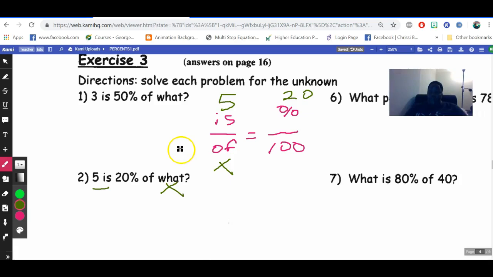So again, you just cross multiply and divide. I'll rewrite it down here. So you have 5 over x equals 20 over 100. I can't cross multiply with a number and a letter, so I'll go the other way. 5 times 100, which you know is 500. Divide by the only number that you have left, which is 20. The answer will be 25. So in this case, x is 25. So 5 is 20% of what number? 25. Okay, let's try some more.